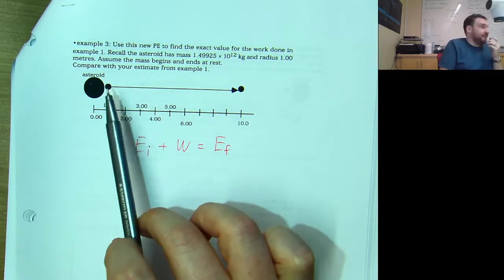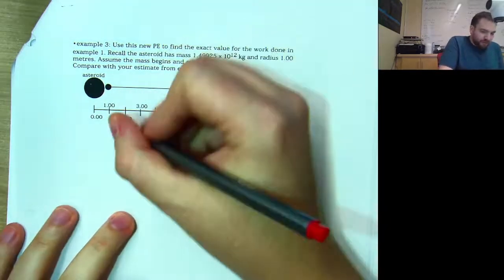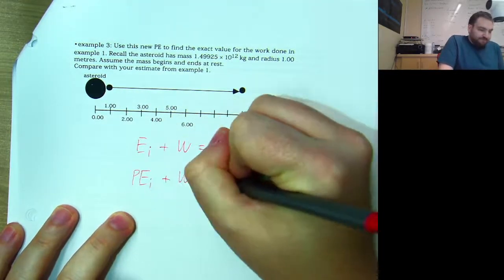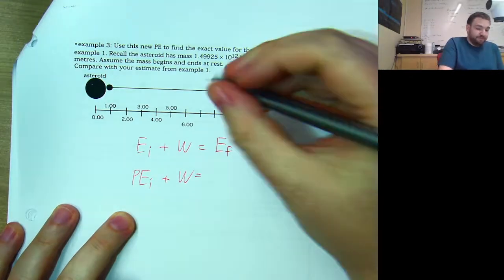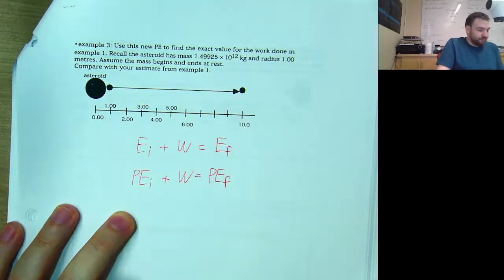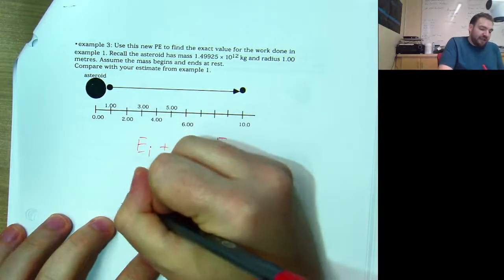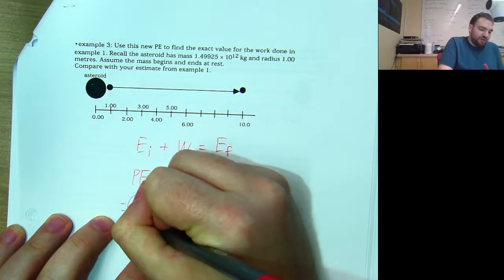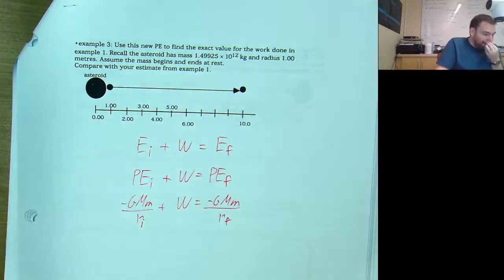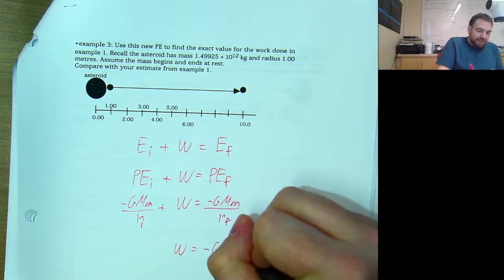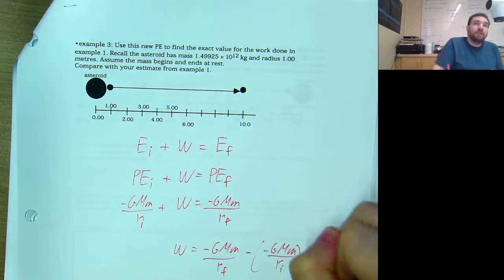What kind of energy does our object have here at the beginning? Potential, and only potential because the sucker's not moving. So we'll say this is PEi plus work. It's not moving at the end. It begins and ends at rest, we're told. So it has potential energy at the end. So we're going to use the expression that we've got, negative GMm over r initial plus work, it's going to be equal to negative GMm over r final. So work is going to equal negative GMm over r final minus negative GMm over r initial.